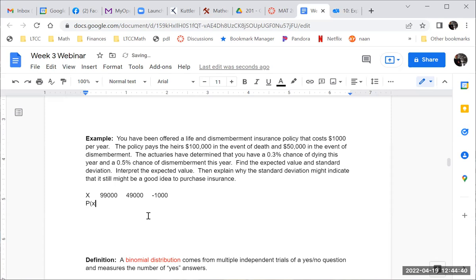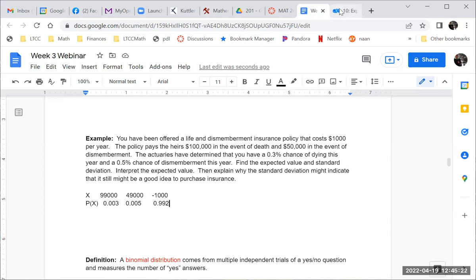Then we're going to have P of X. Okay, well, we had a 0.003. Remember, you have to move the decimal over twice. That gives us two zeros before the 3, and 0.005. And then 0.003 plus 0.005 is 0.008. 1 minus that is 0.992. Again, you're always welcome to use a calculator. I tend to be a human calculator, so I can do it in my head, but you're not expected to have to do that.